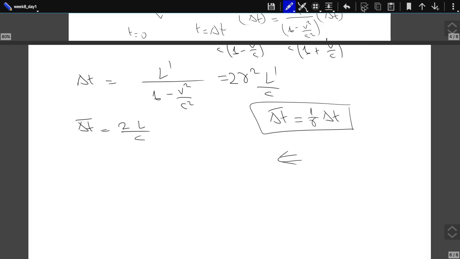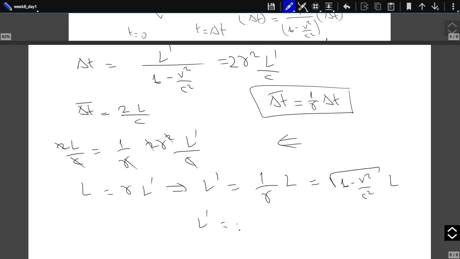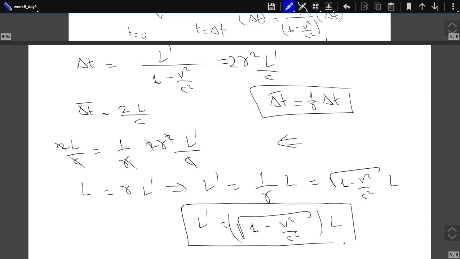So delta t bar is 1 over gamma delta t, or 2L over C is equal to 1 over gamma times twice gamma squared L prime over C. C's cancel, 2's cancel, gamma's cancel, so L is equal to gamma L prime, or L prime is equal to 1 over gamma times L. So L prime is smaller than L. So that's what we mean by length contraction.